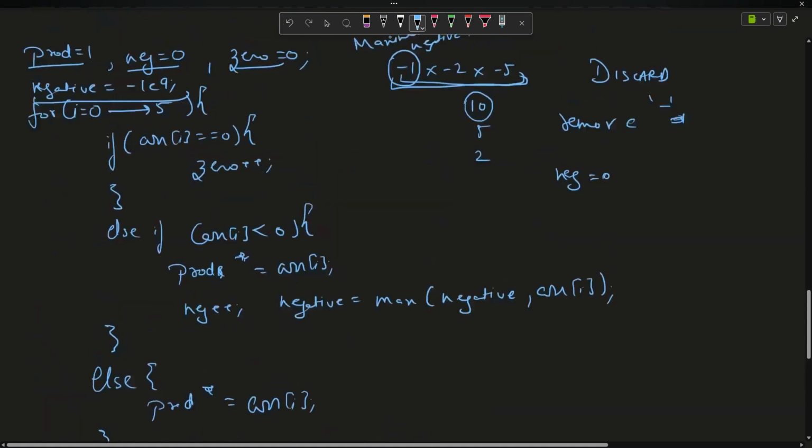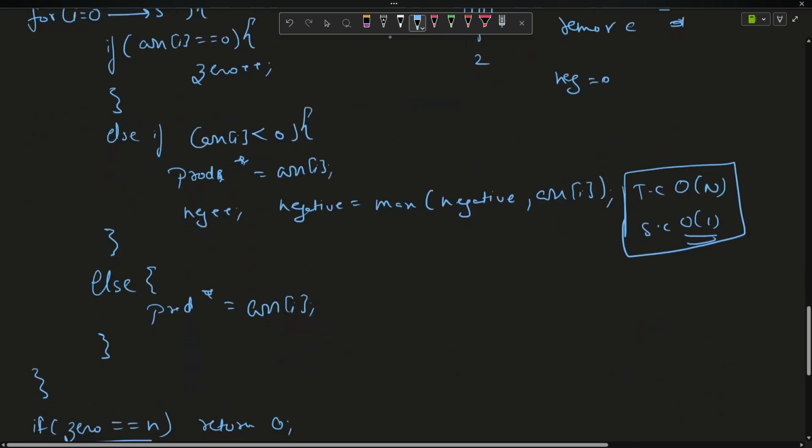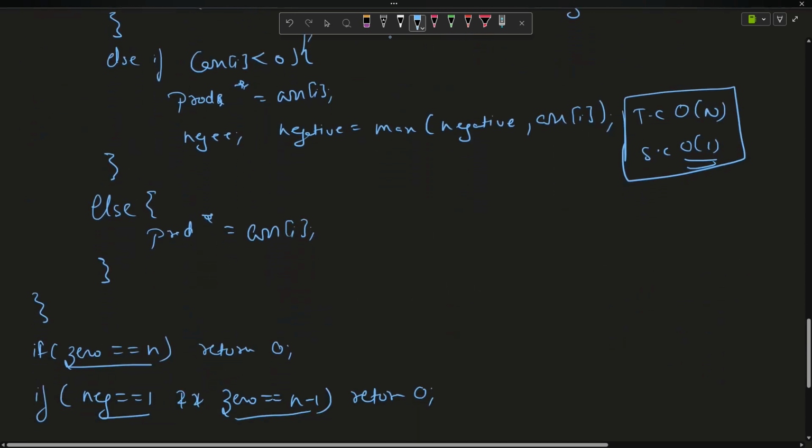Now, what is the time complexity to solve this problem? You can see we are moving through only one loop, so it is O of n time complexity, and we are not storing anything in a data structure. We are just using variables to keep a counter. O of 1 is my space complexity, and that is the most optimized approach, I guess. I would love it if someone can give me a more optimized approach than this.